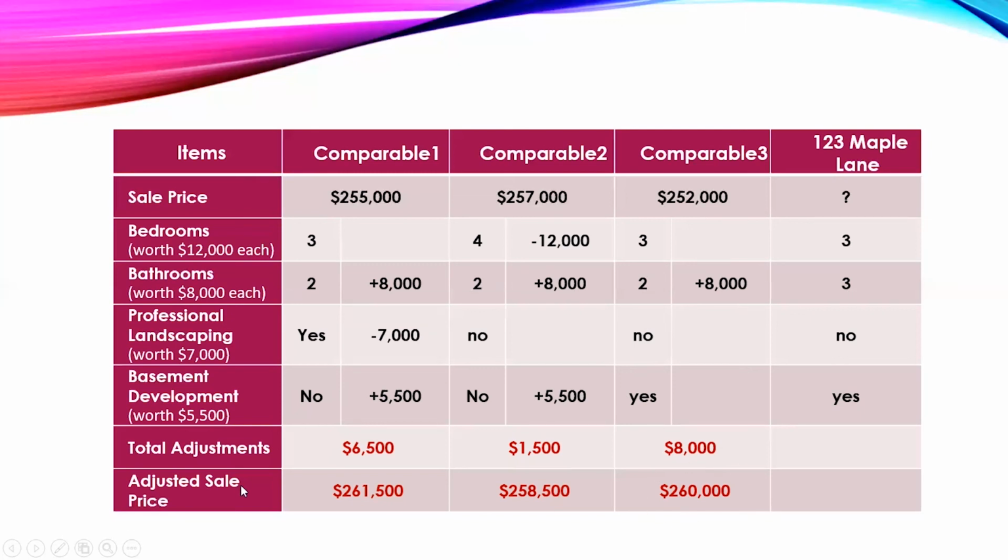So the final adjusted sale price for comparable 1 would be $261,500. Comparable 2 would be $258,500, and comparable 3 would be $260,000. And that will be the answer to our activity question. So they will look for these two. They are looking for total adjustments and adjusted sale price, and these are the answers.